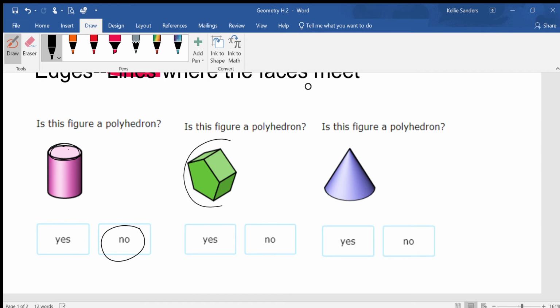Okay, is this a polyhedron? That is a pentagon, square, square, all of it's made up of squares and pentagons, which are polygons, which means that it is a polyhedron. This cone, the cone's base is circular, which is not a polygon, so it's not a polyhedron.